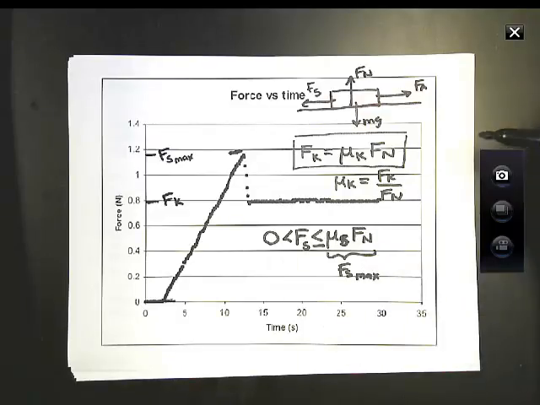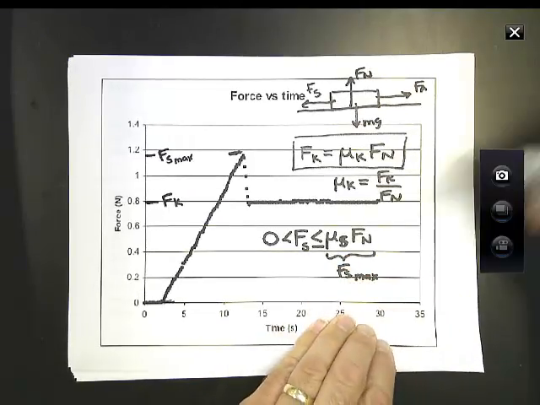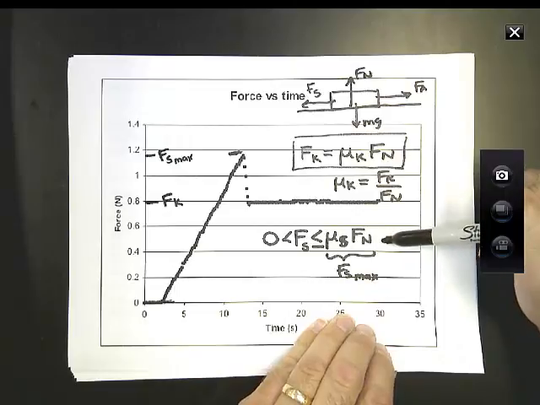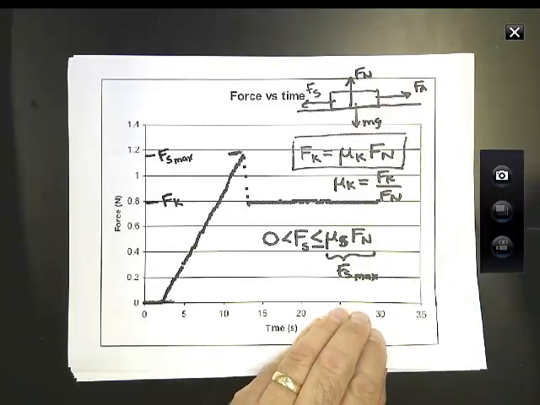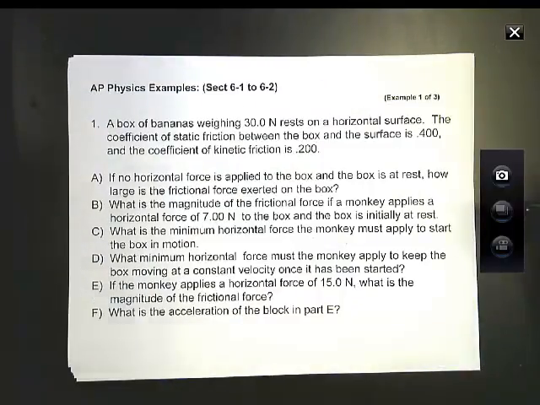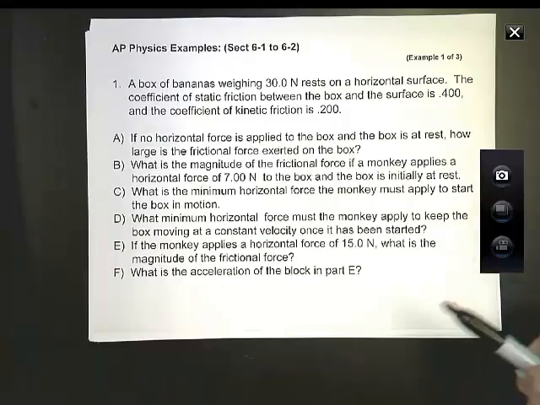Okay, that's pretty much a review from last year. We've got these two types of friction. We didn't do a whole lot with static friction last year, but it's not that terrible. So let's do a couple of examples to speed you along your way. Here's one. This looks kind of lengthy, but we'll work our way through it.